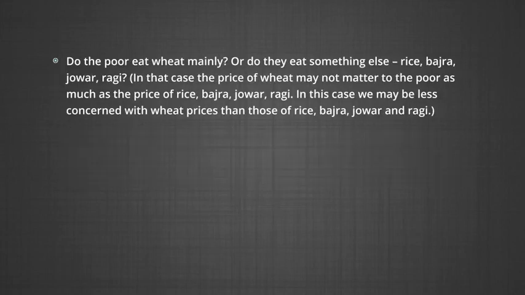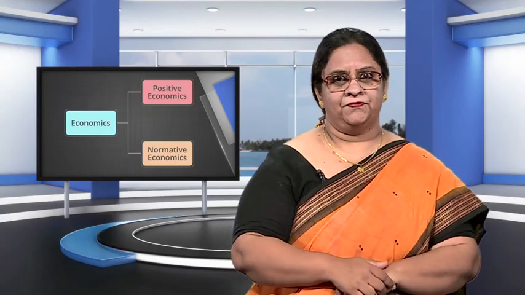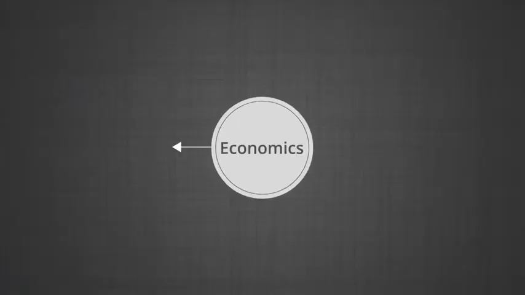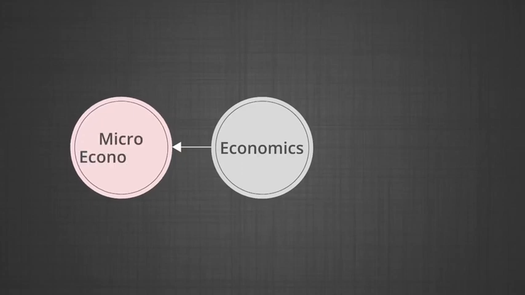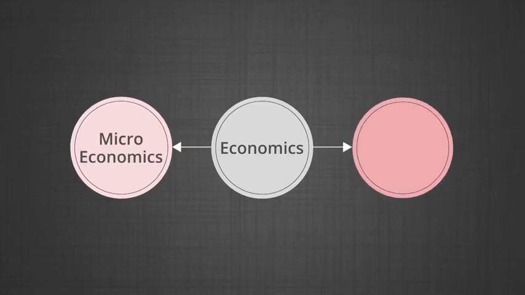2. Do the poor eat wheat mainly? Or do they eat something else? For example, rice or bajra or jowar or ragi. In this case, the price of wheat may not matter so much to the poor as much as the price of rice, bajra, jowar or ragi would. And in this case, we may be less concerned with wheat prices than those of these other products: rice, bajra, jowar and ragi. The study of economics is also divided into two broad fields, microeconomics and macroeconomics.